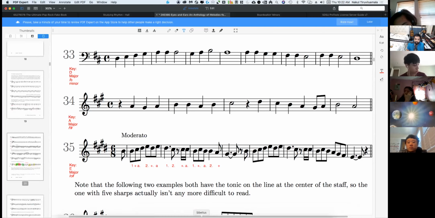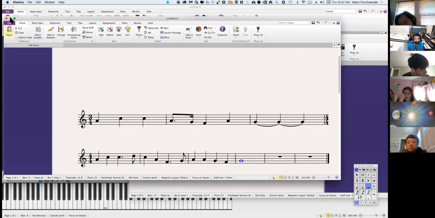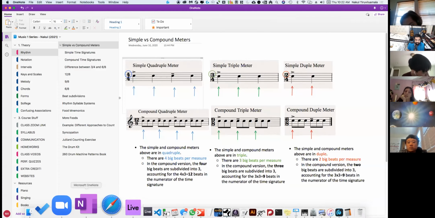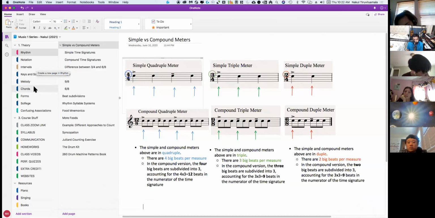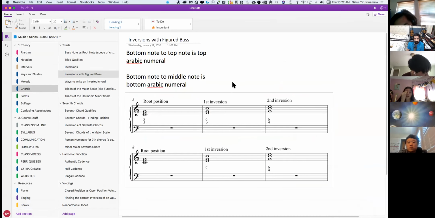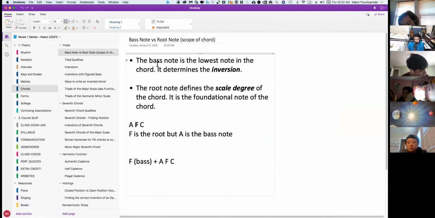Okay, let's talk about naming inversions. So what we talked about last time is basically the fact that there's a difference between a bass note and a root note, and how the bass note is the lowest note in the chord and it determines the inversion, whereas the root note defines the scale degree of the chord, and in that sense, it's the foundational note of the chord, right? So when I say foundational note, when I'm hearing a chord, I kind of want to hear the root note of a chord.